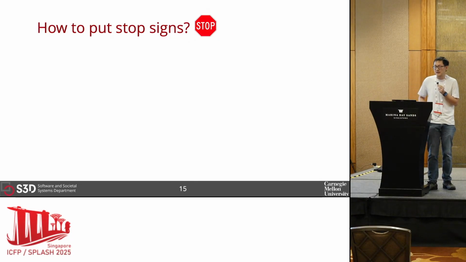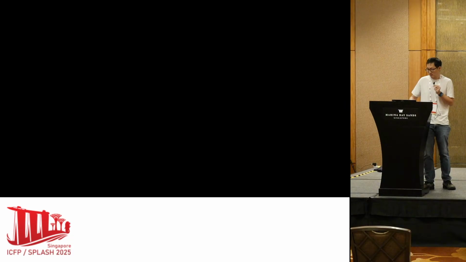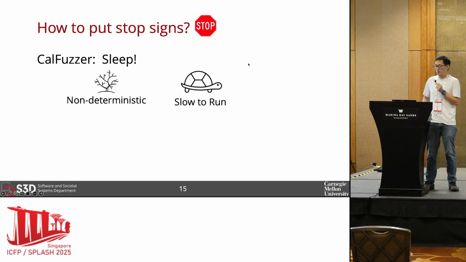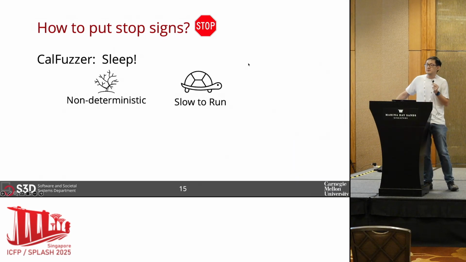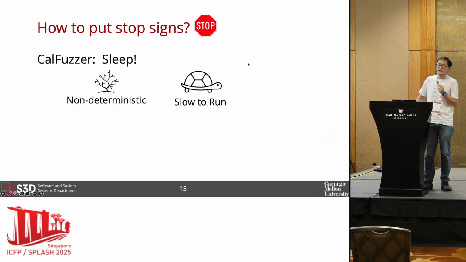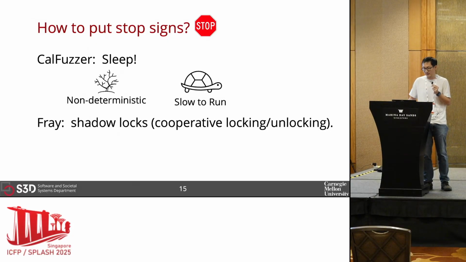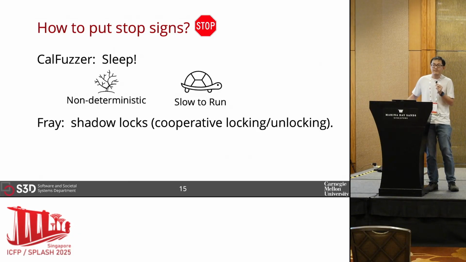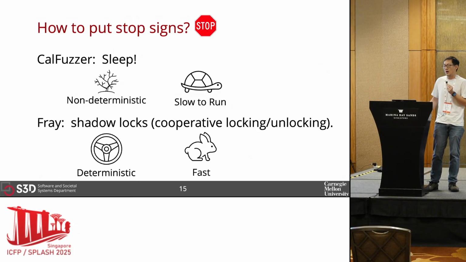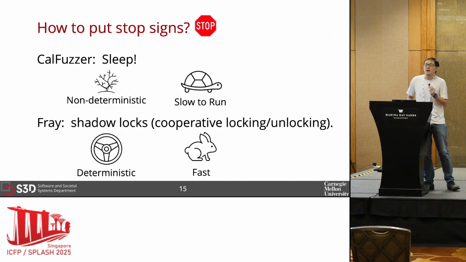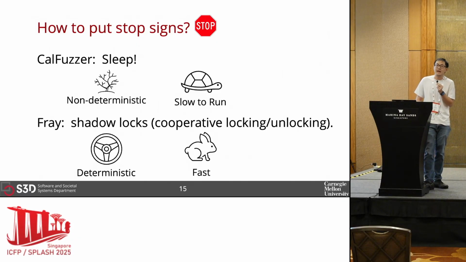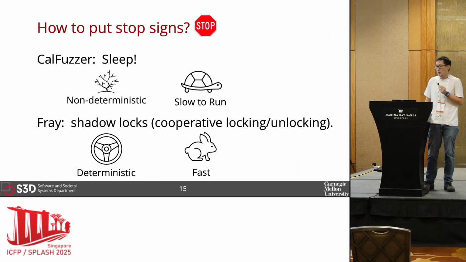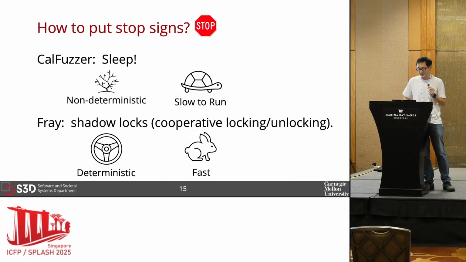The second question is how to put stop signs. One way to do that is to just put some sleeps in your program. Again, that is non-deterministic and also slow to run. Our solution is to put shadow locks. The idea is very simple. We add additional locks in your application so that, based on this cooperative locking and unlocking mechanism, we can achieve both determinism and, also, very fast speed.